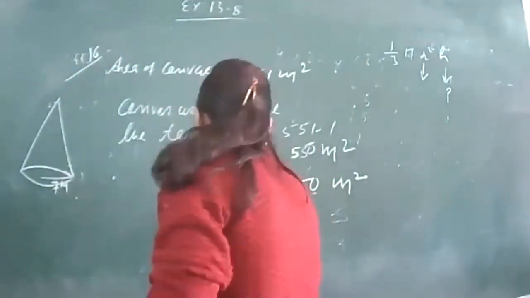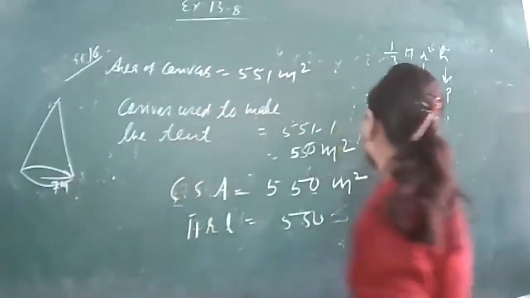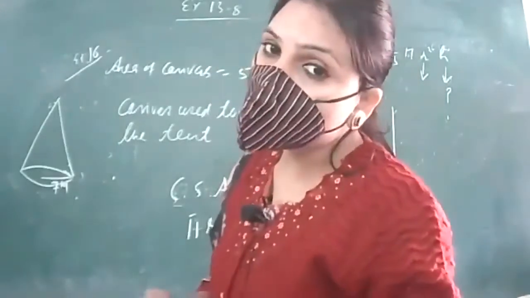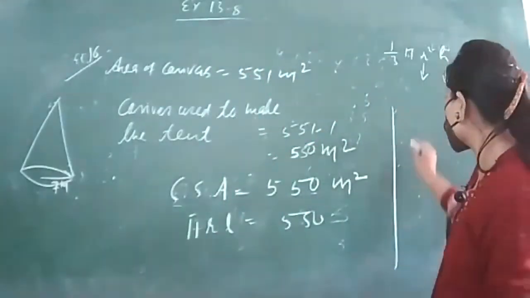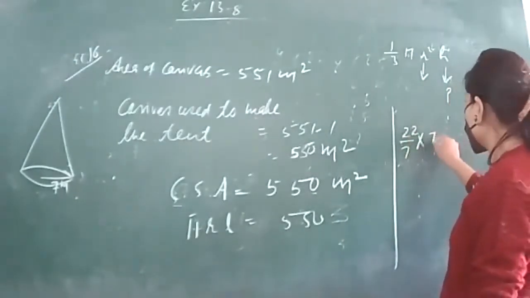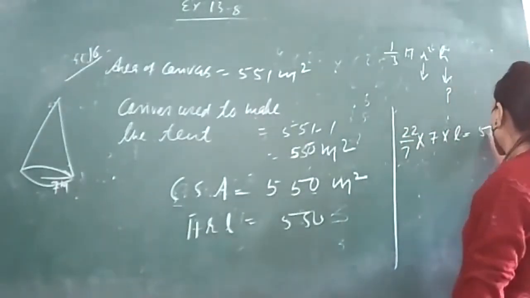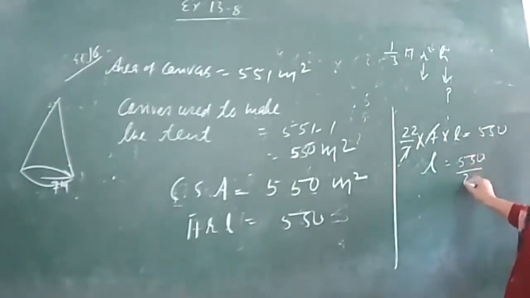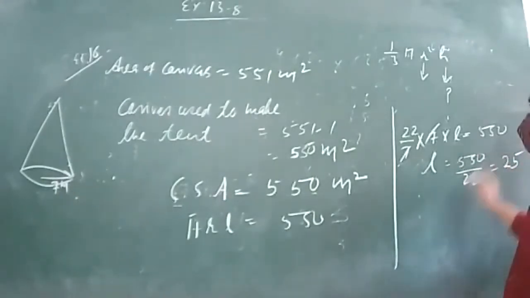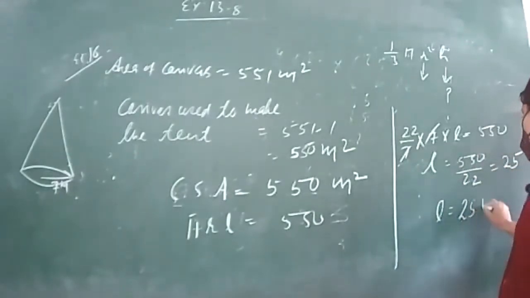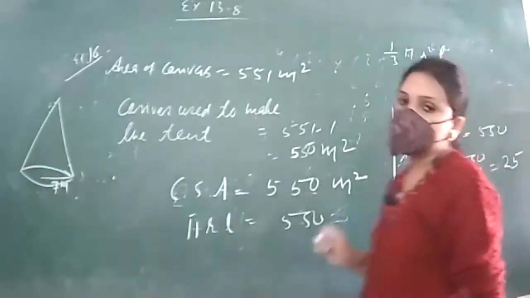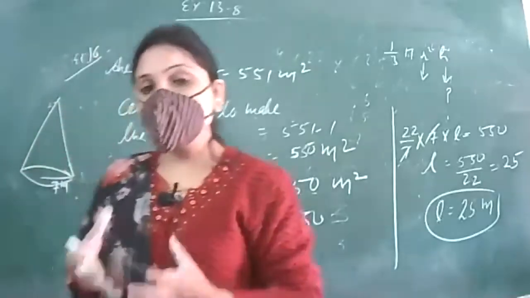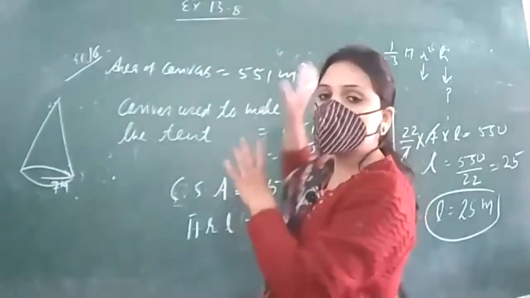So we have pi r L equal to 550. Let us replace the value of pi and r and find L, which is our target. 22 by 7 into 7 into L equals 550. The 7s get cancelled. L is equal to 550 over 22. This comes out to be 25. So L is 25 meters.